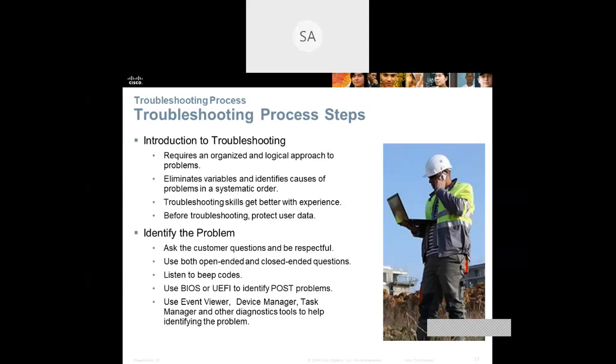The first point in troubleshooting is to identify the problem. What you need to do is to ask the customer questions. In the course of asking the questions, you need to be respectful. You need to use both open-ended and closed-ended questions. An open-ended question is a question that demands an explanation from the user, and a closed-ended question is yes or no. The person chooses one, and you have to blend the two.